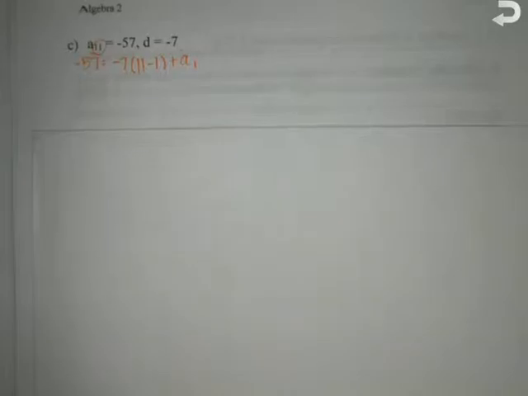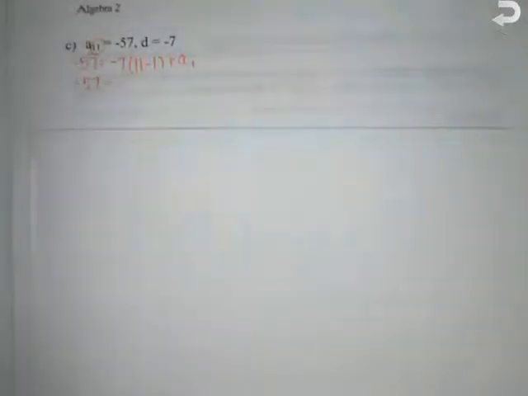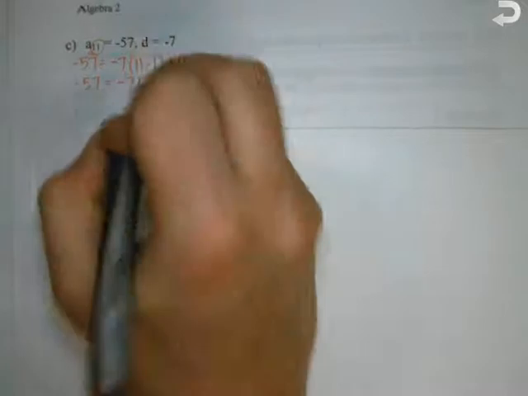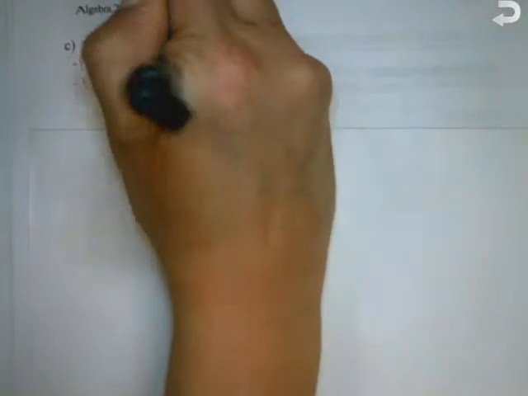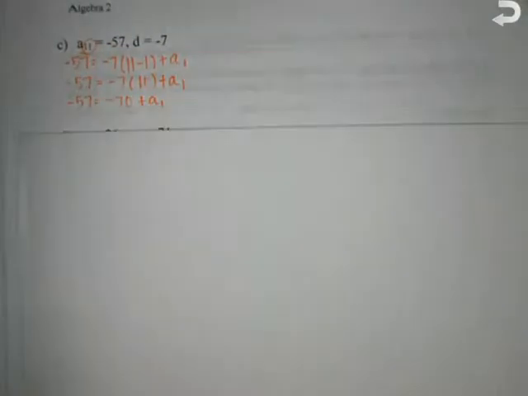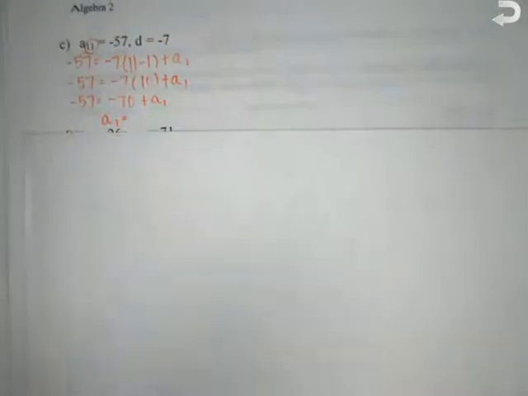So that is negative 57 equals negative 7 times 10 plus a sub 1. So that is negative 57 equals negative 70 plus a sub 1. So a sub 1 equals positive 13.